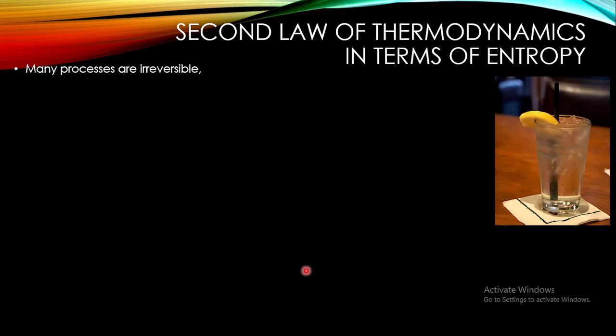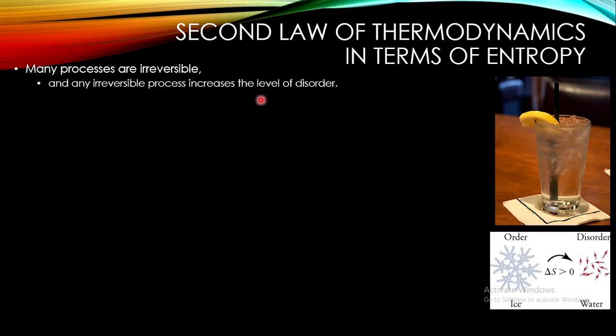Now, many processes are irreversible. Whenever we add ice to a lemonade, the ice will just melt. Will it come back to the normal ice state? No, unless it is placed in a refrigerator, in a freezer, it won't come back. So it is an irreversible process. An irreversible process increases the level of disorder. Ice was in a solid state, which means a compact packing. Once it melts, the molecules are in a more disordered state, isn't it? So for an irreversible process, there will always be a transition from an ordered state to a disordered state, which means there is a change in entropy.